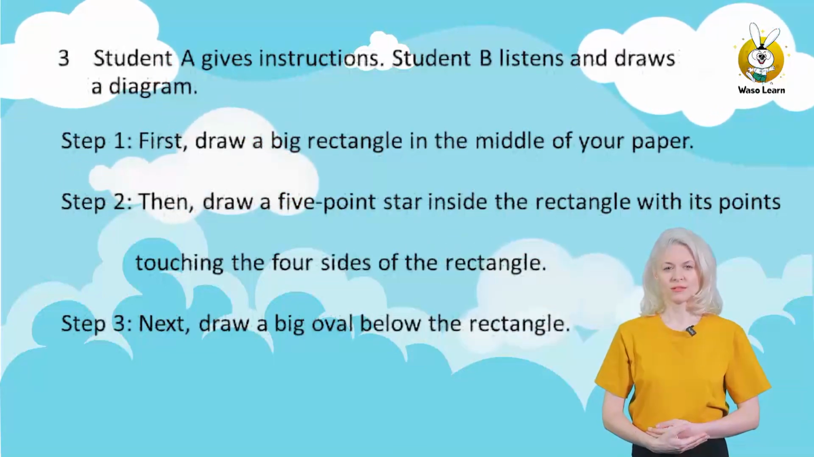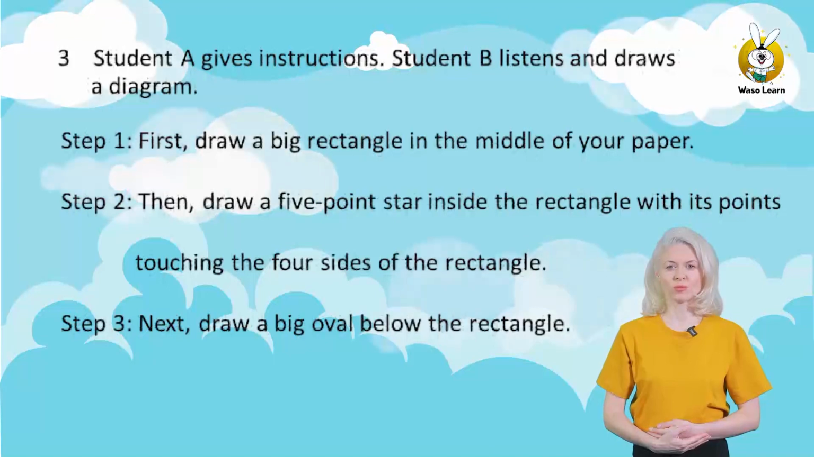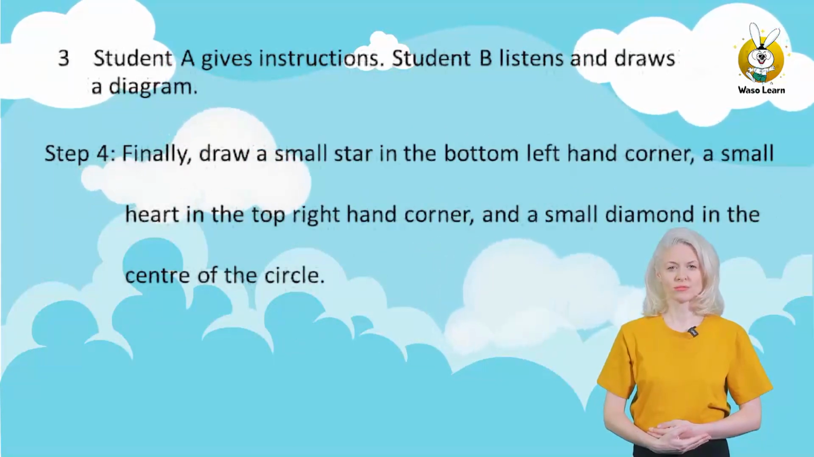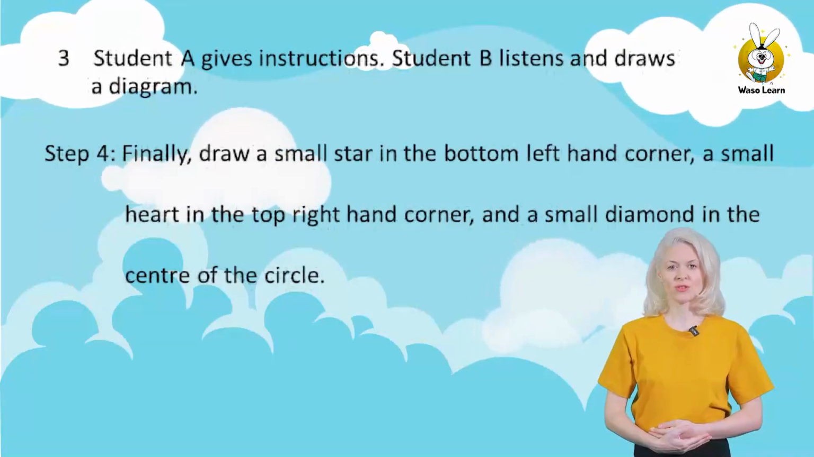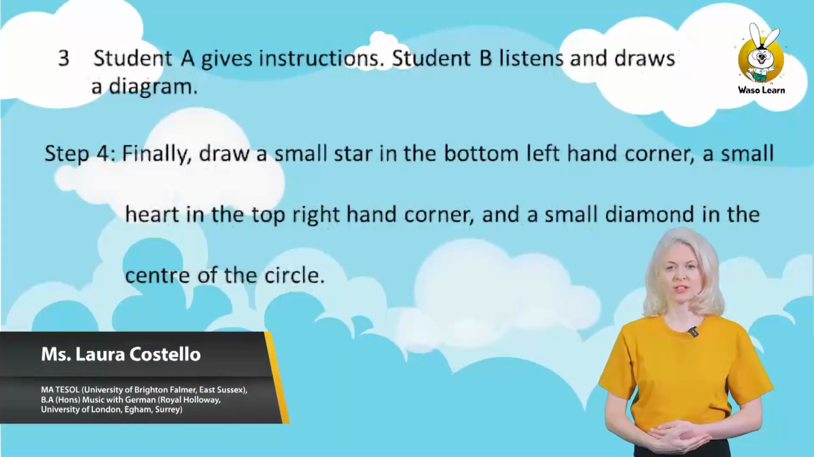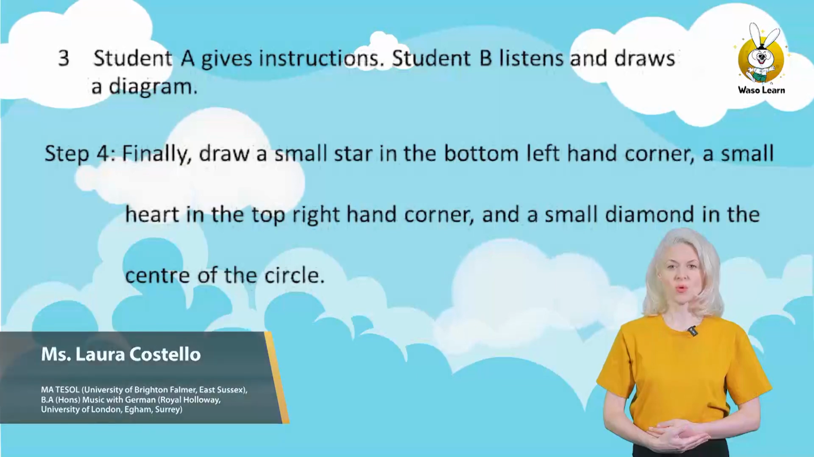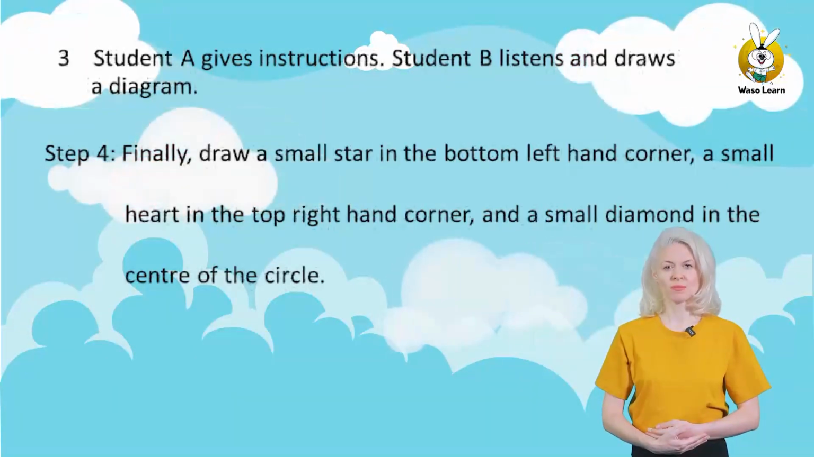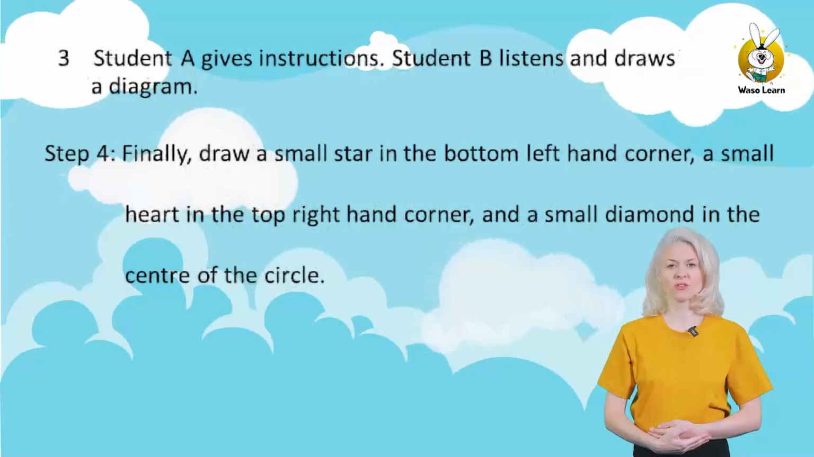Step 3. Next, draw a big oval below the rectangle. Step 4. Finally, draw a small star in the bottom left-hand corner, a small heart in the top right-hand corner, and a small diamond in the centre of the circle.